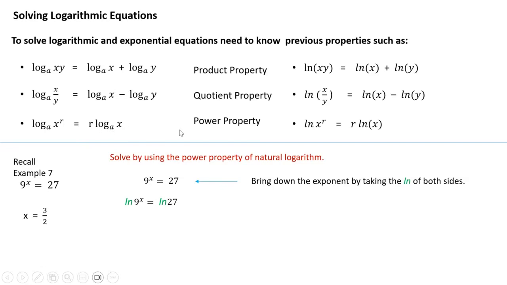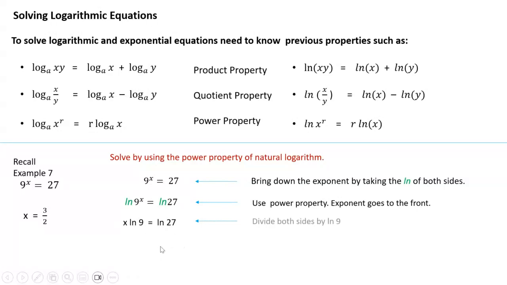Now we apply the power property. By the rule, when you have the ln, the exponent goes to the front. So this becomes x ln of 9 equals ln of 27. Now we divide both sides by the ln of 9. So x equals ln of 27 divided by ln of 9. And if you put that in the calculator, guys, it's going to give you 1.5, or 3 over 2.